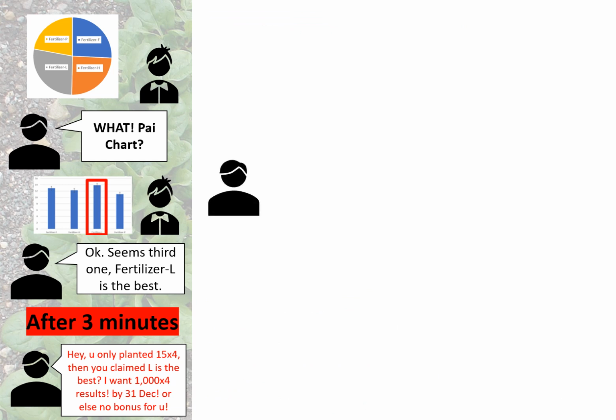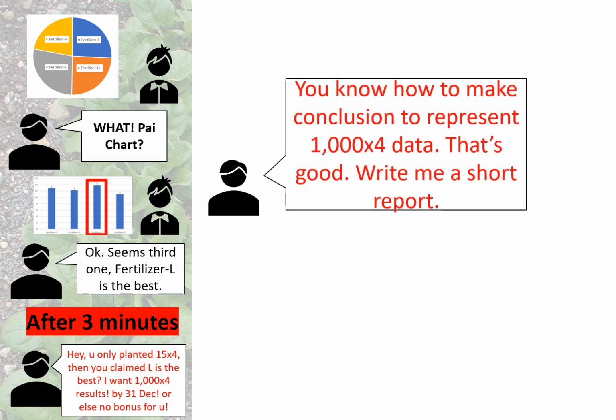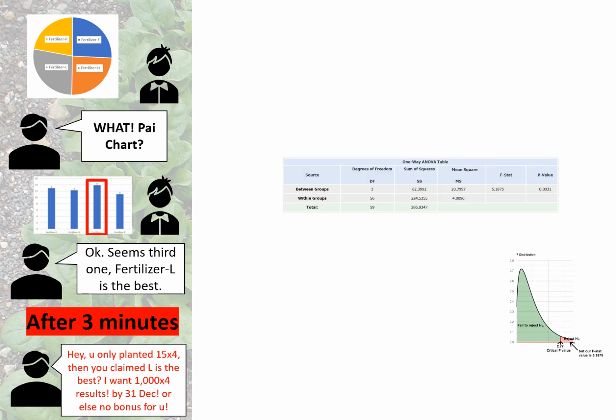Suddenly, your boss appeared again in your WhatsApp and he said, oh, staff, now you know how to make a conclusion to represent the so-called big population data, right? That's good. Now, write me a short report. Wow, write me a short report. What does it mean to write a short report from the one-way ANOVA test? There will be, in general, 5 big steps.